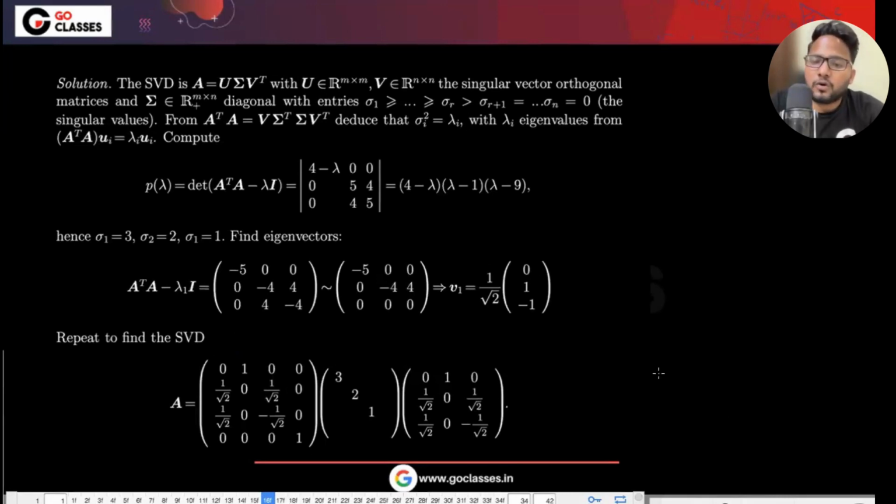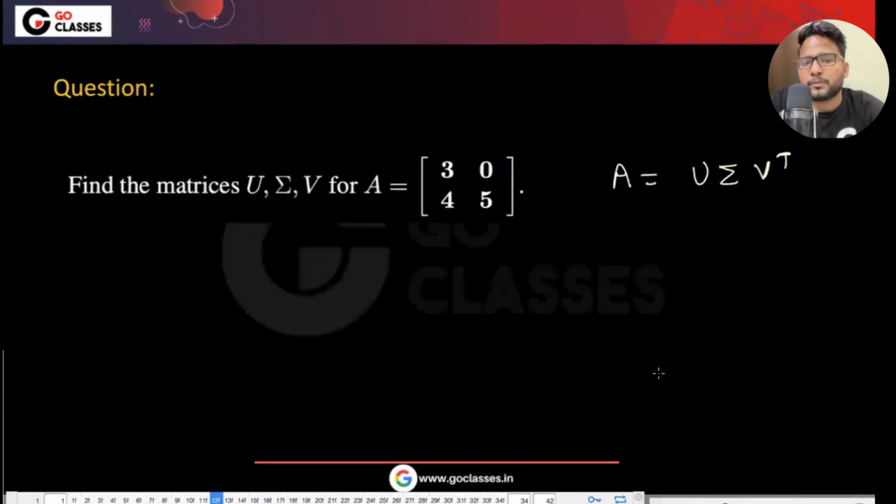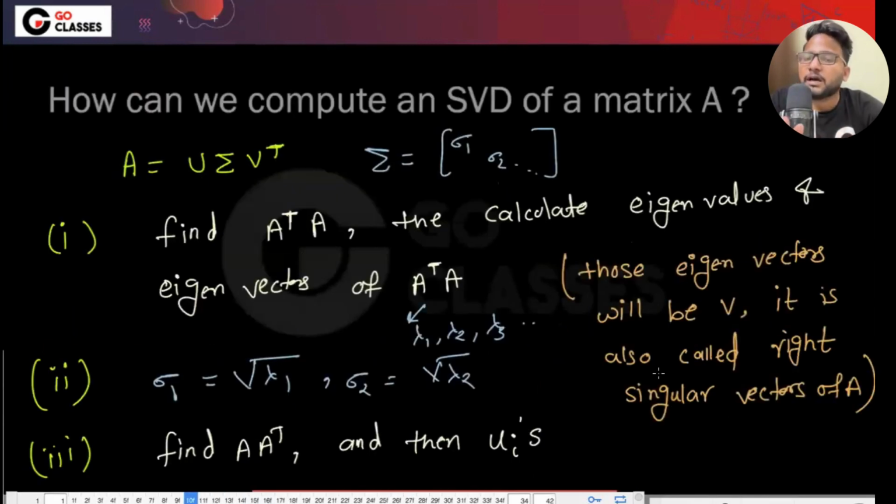So I hope you can find out the SVD, right? This is the procedure. There is nothing fancy here. It is just a calculation.